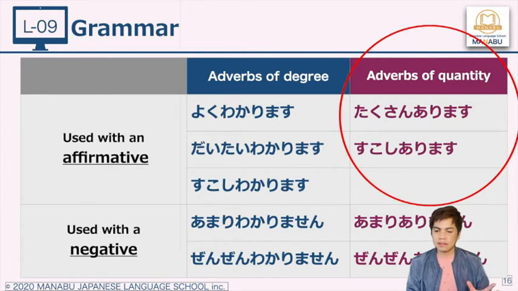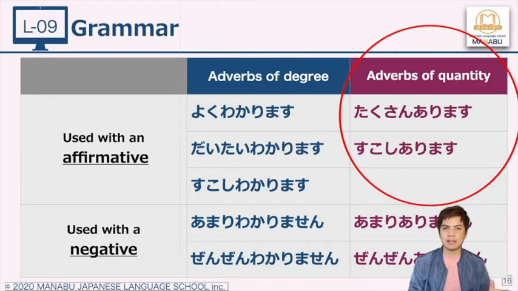And the takusan and sukoshi. Takusan can be also used as quantity. So takusan arimasu. So arimasu means to have, and takusan means a lot. I have a lot of, for example, okane ga takusan arimasu. I have a lot of money. And sukoshi arimasu, a little.